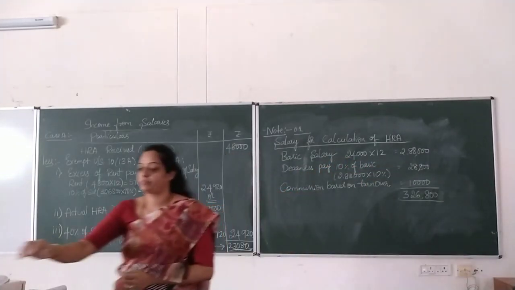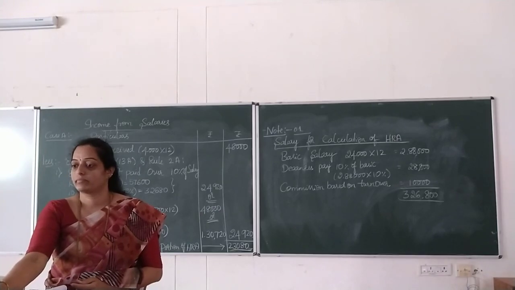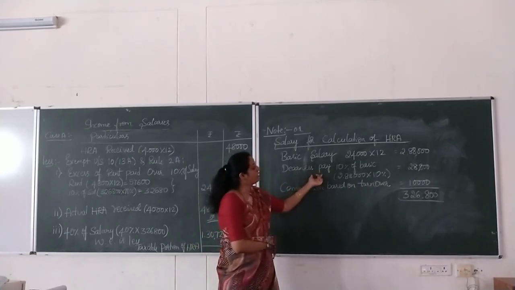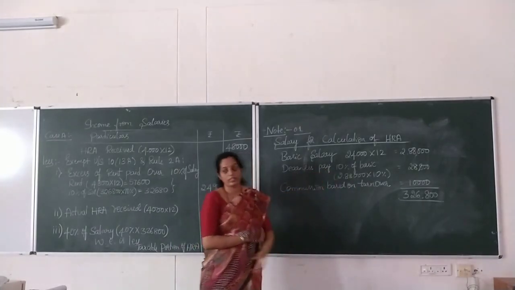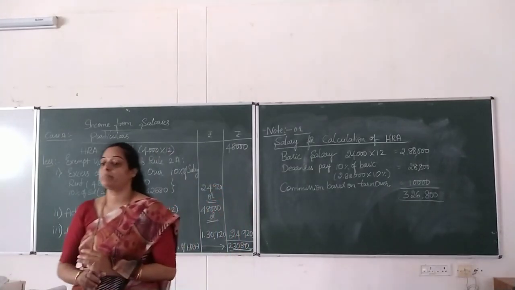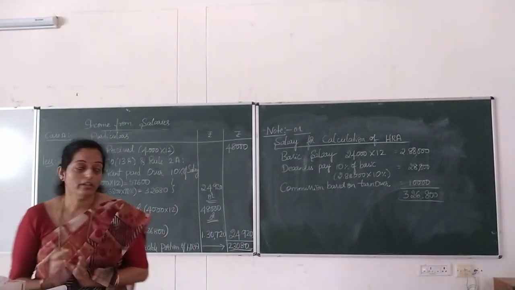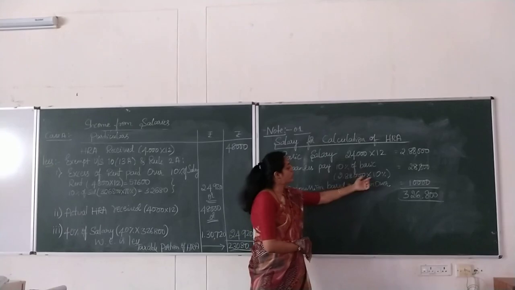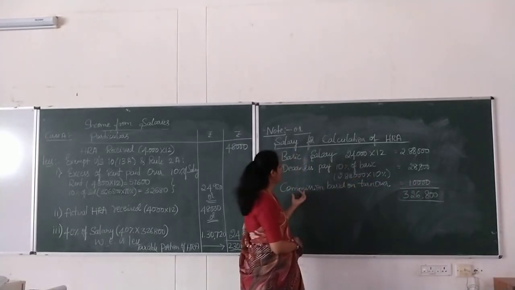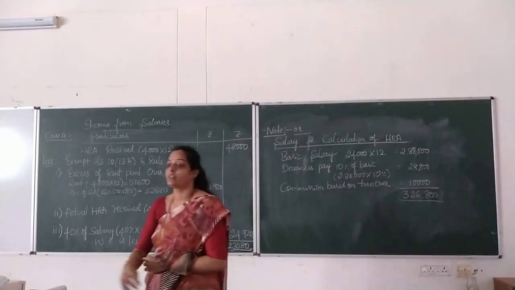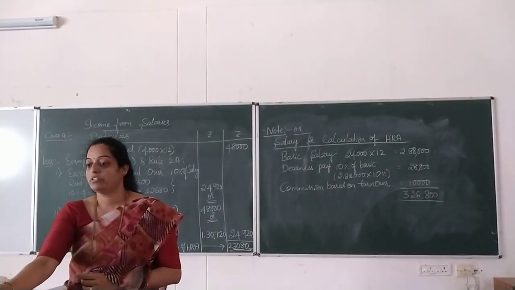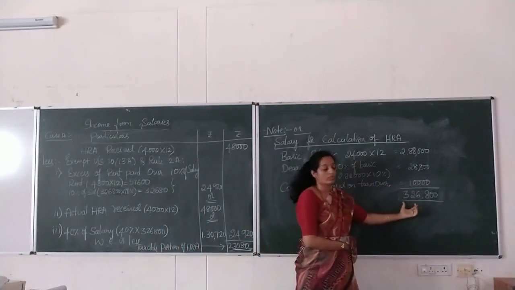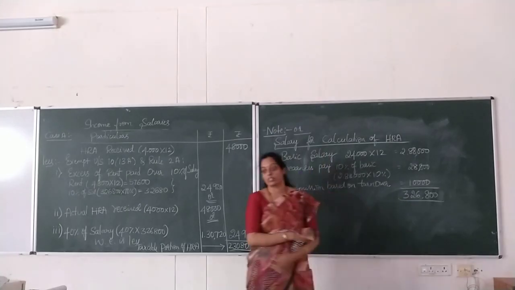So basic salary is 24,000 for 12 months. DNS pay, if they have given it under the terms of employment, we need to take, otherwise no. Here DNS pay is given as 10% of basic, so 2,88,000 into 10% is 28,800. Commission based on turnover, if it is given, we need to take, otherwise we should not. Here it is 10,000. So total salary becomes 3,26,800.